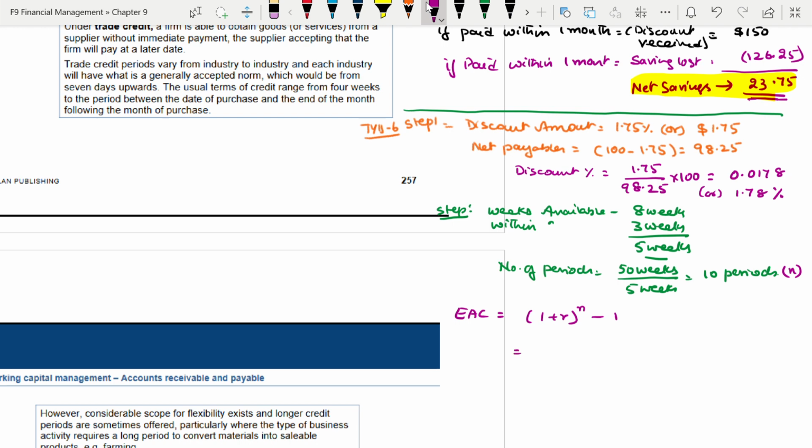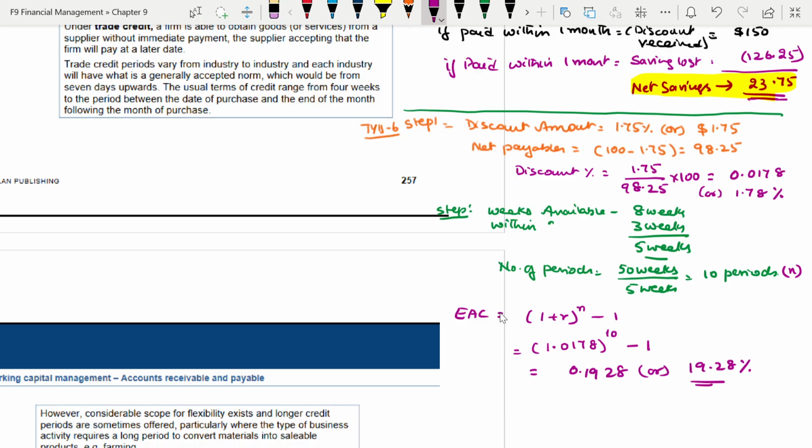How much is 1 plus R? We have calculated 1.0178 to the power of how many periods? 10 periods, minus 1. It comes to 0.1929, or 19.28%.